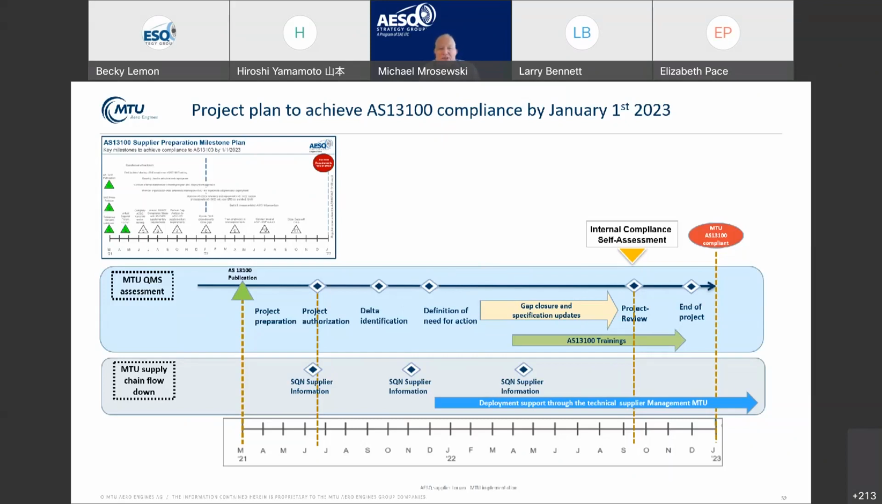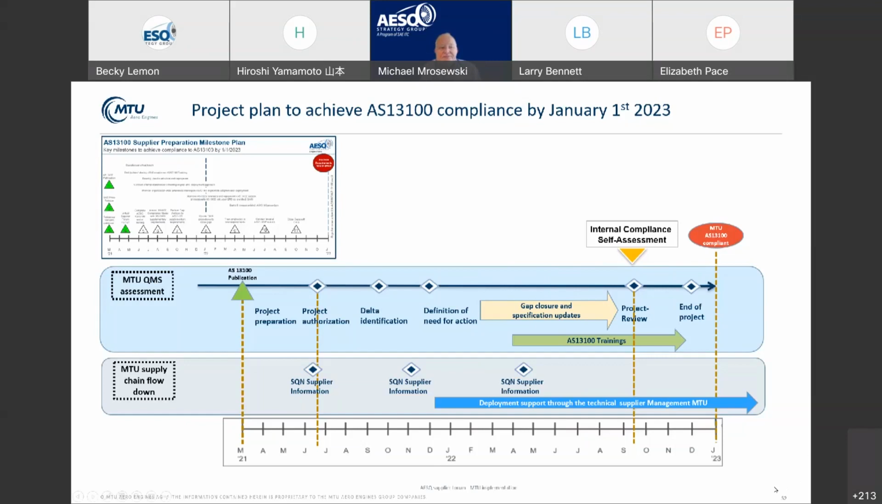Currently, we are in the phase of training our quality leaders to have the right level of qualification within MTU. The target is that in autumn of this year, around September or October, we run a project review and self-assessment to get evidence of how far we've got, and whether we are compliant right on time. As we heard before, MTU is also committed to be ready and compliant by the beginning of next year.